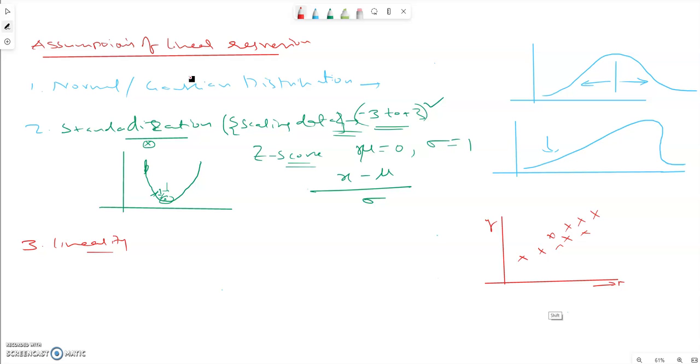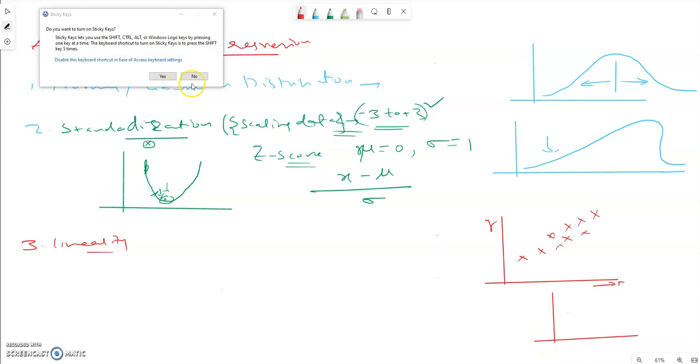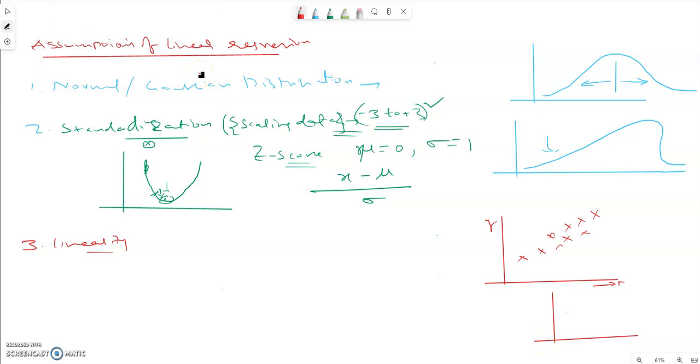Suppose if we have data something like this, which is not really linear, suppose it is like this, then there is no linearity. In such case, we should not apply a linear regression. Definitely, if we apply it, it will give a bad model, right? So this is about linearity.